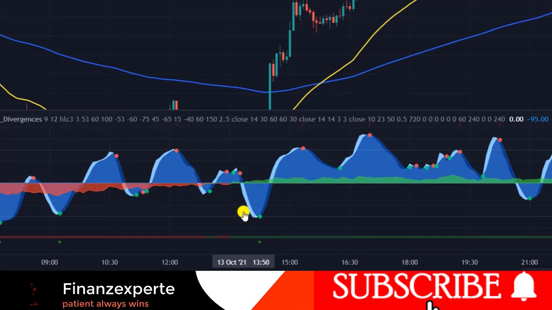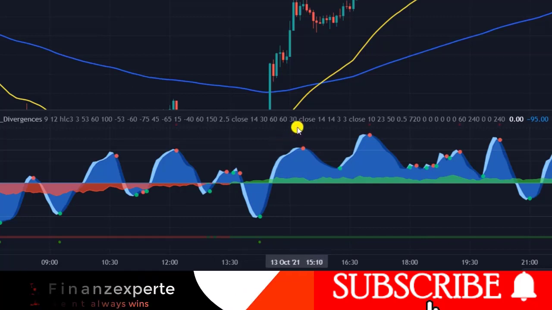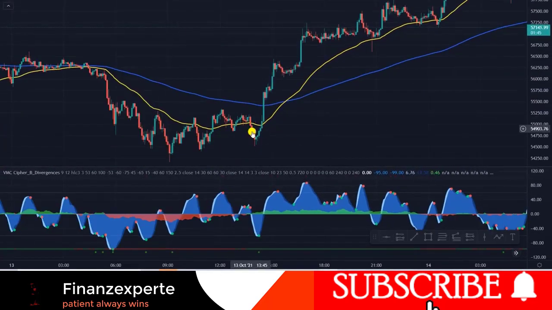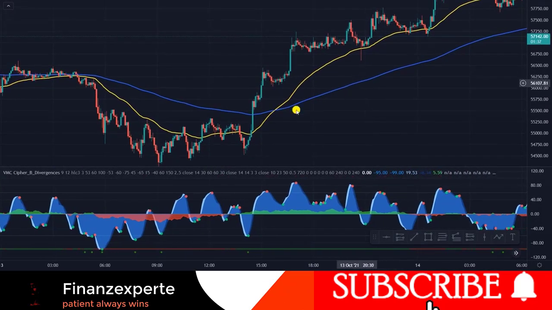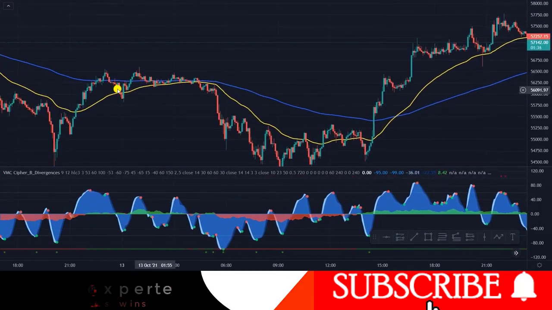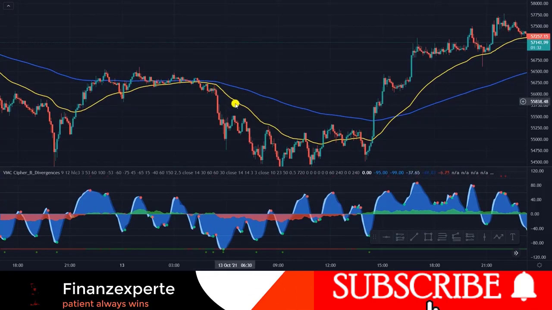Now let me show you how I use these indicators in my strategy. We can start by going into the actual rules of the strategy. Rule number 1 is that you can only take longs when price is above the 200 period exponential moving average, and you can only take shorts when price is below the 200 period exponential moving average.